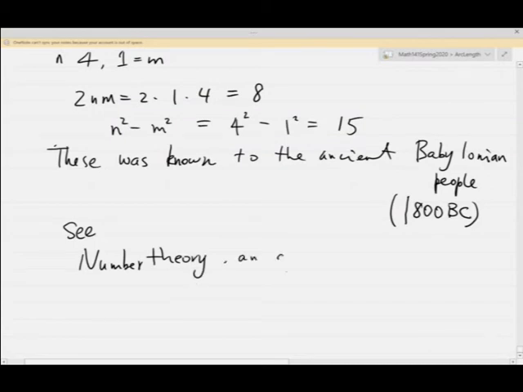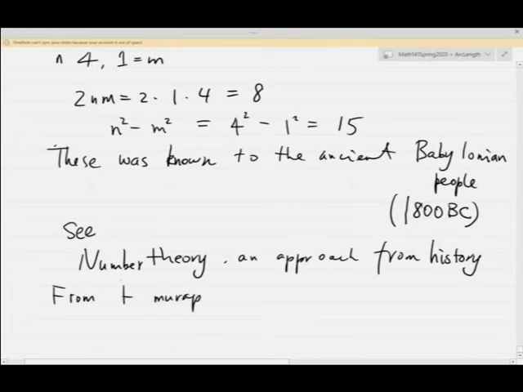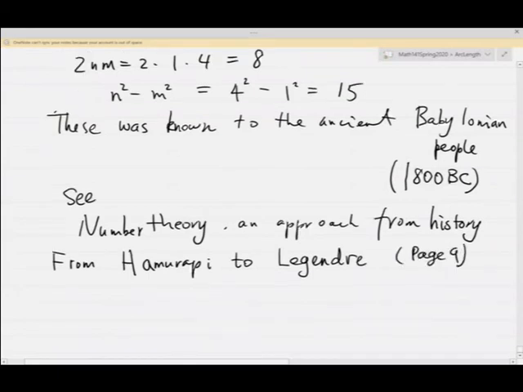An Approach Through History, from Hammurabi to Lysander. It's a really nice book to read. See page 9. The author is Andrew V.